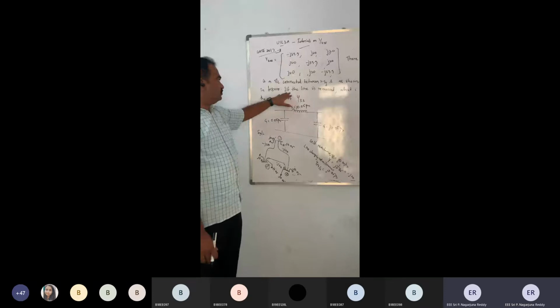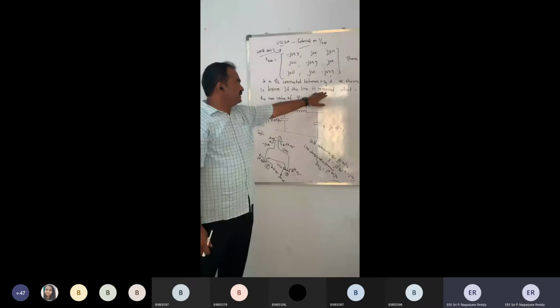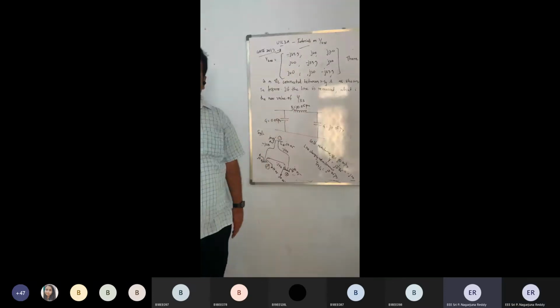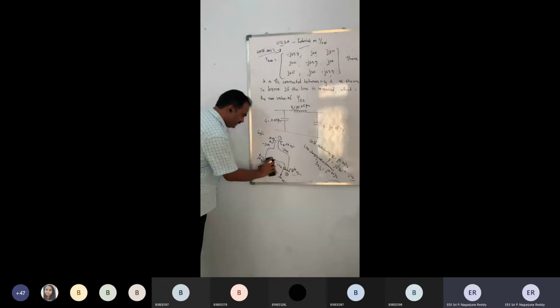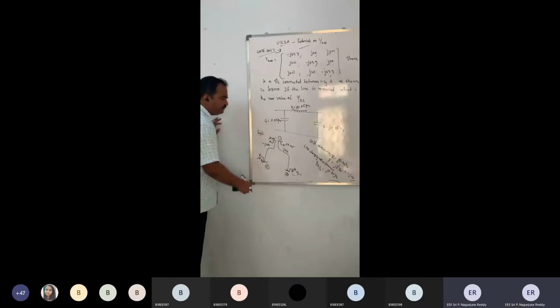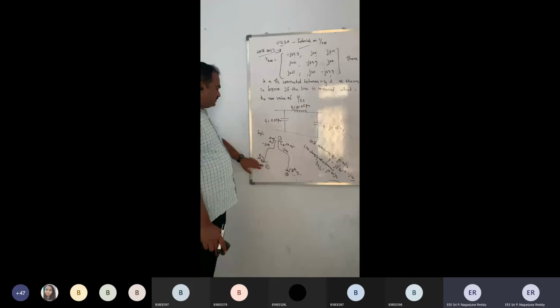Now we move forward. If the line between 2 and 3 is removed, he wants to remove this line. If the line is removed, its self admittance and also its line charging admittances will be removed. So he wants the figure like this. If this is the case, what is the new value of Y33?